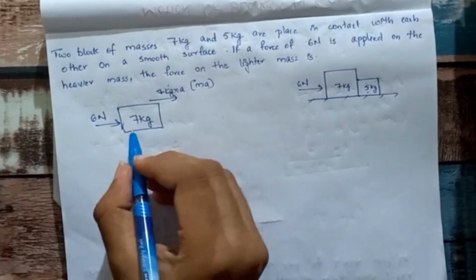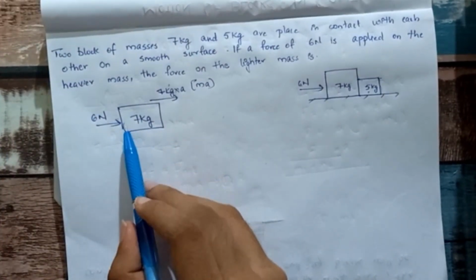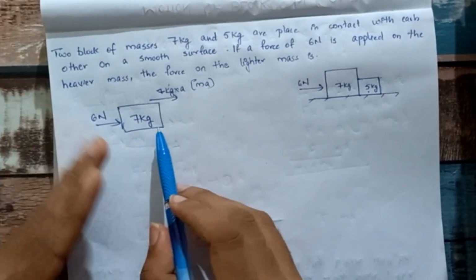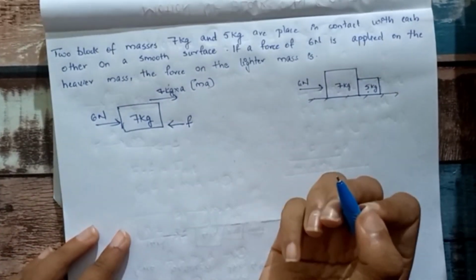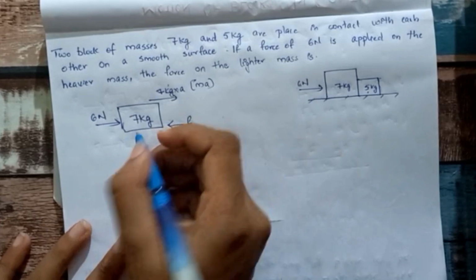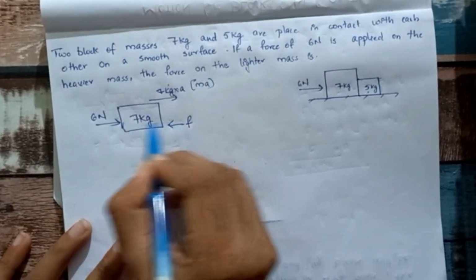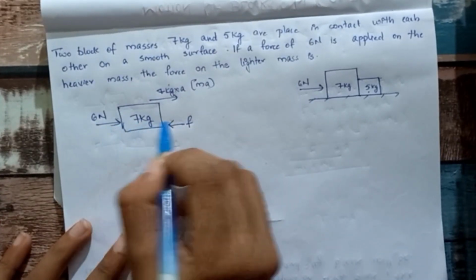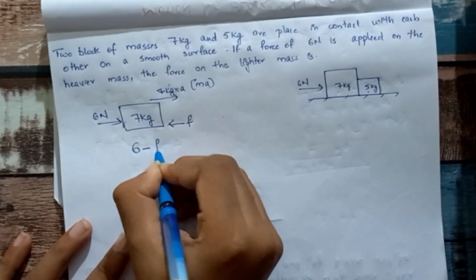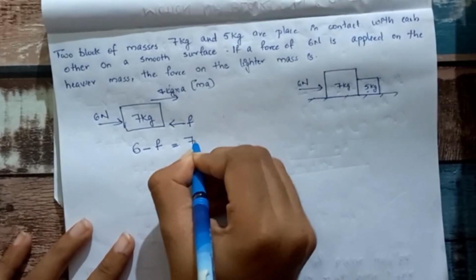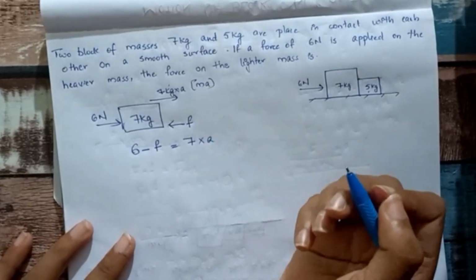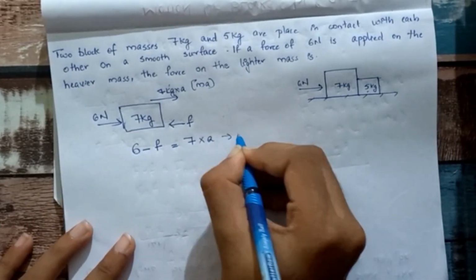And when the block is being exerted by an external force, it always experiences a force opposing it, as I said earlier. So let's derive the formula. Since these forces are acting opposite in direction, we put 6 minus F is equal to the net force, which is 7 into a. We'll take this as equation number 1.